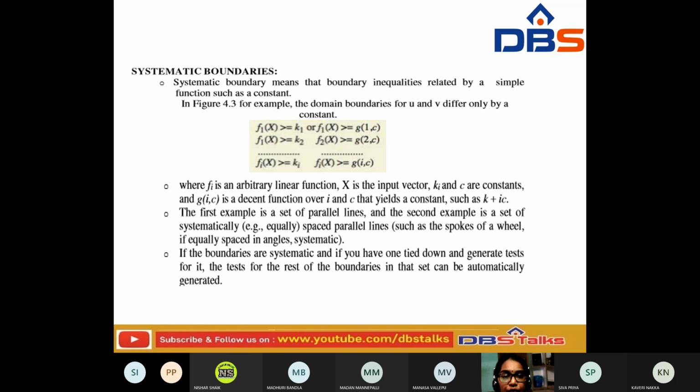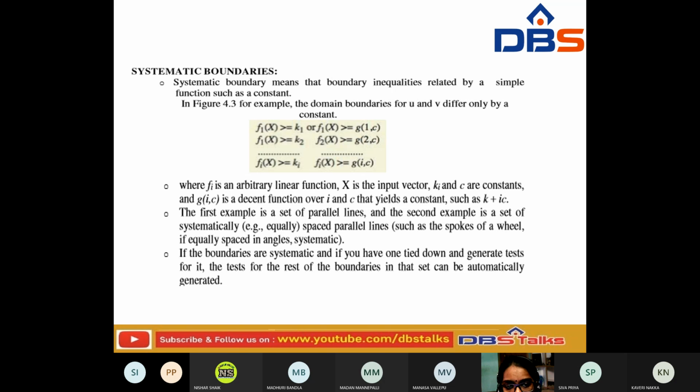Okay, where fi is an arbitrary linear function and x is the input vector, and k and c are constants. g of i comma c is a descendant function. This is another function, the result that we are going to get over i and c that yields the constant, such as k plus g of i comma c. So the first example is a set of parallel lines, and the second example is a set of systematically spaced parallel lines.